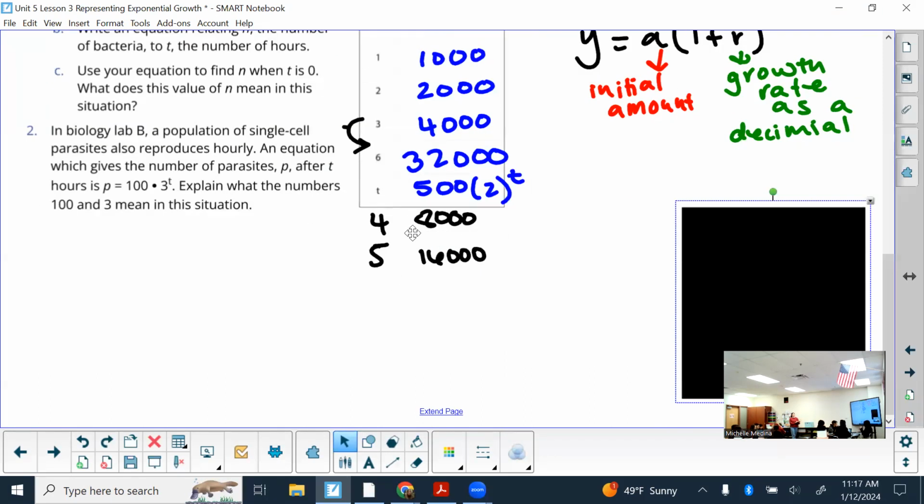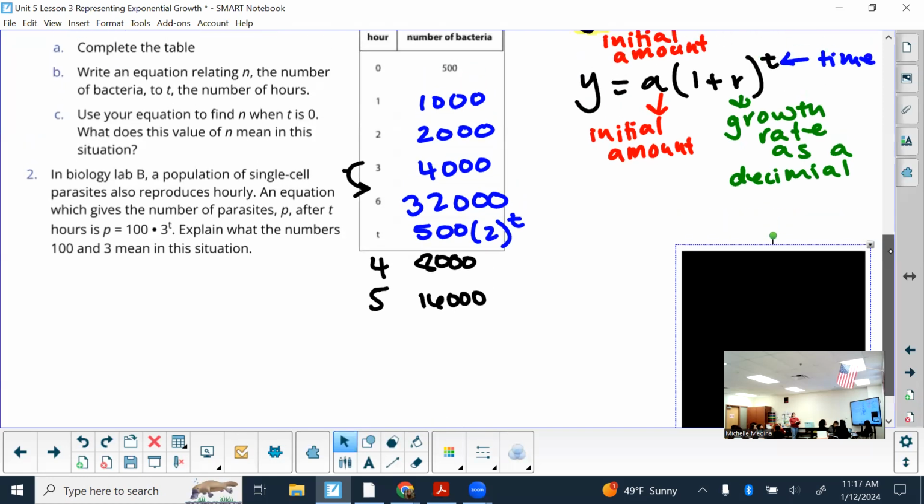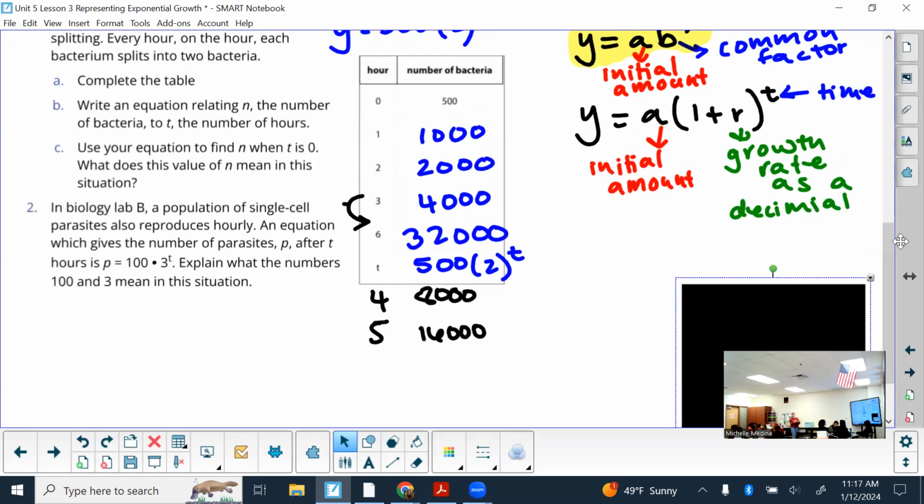So in hour 4, there'd be 8,000. In another hour, you double that, there'd be 16,000. And then double that again, that would give you 32,000 in hour 6. So the right answer for that part of the table is 32,000, not 8,000. That's what I mentioned yesterday on one of the tables, that they'll try to trick you sometimes. You just gotta read it carefully.